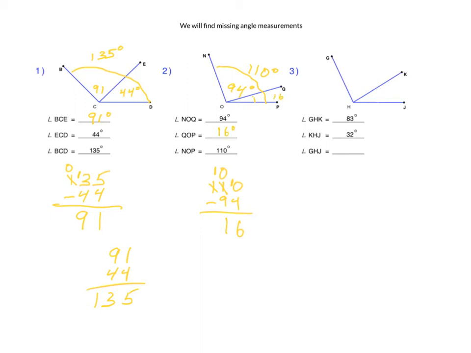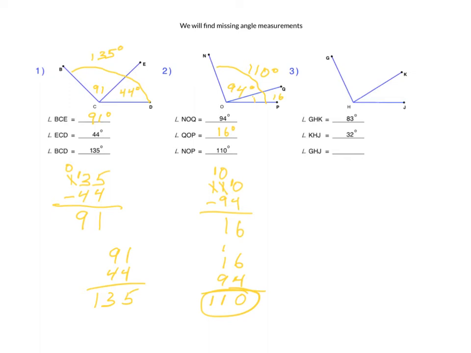16 right here. And we could check it because 16 plus 94. 6 plus 4 is 10. Put the 0 down, carry the 1. 9 plus 1 is 10. Plus 1 more is 11. So we have 110. So that proves that we're correct.